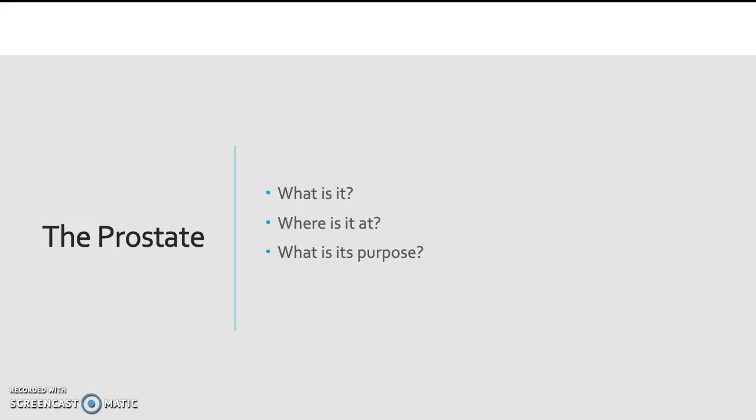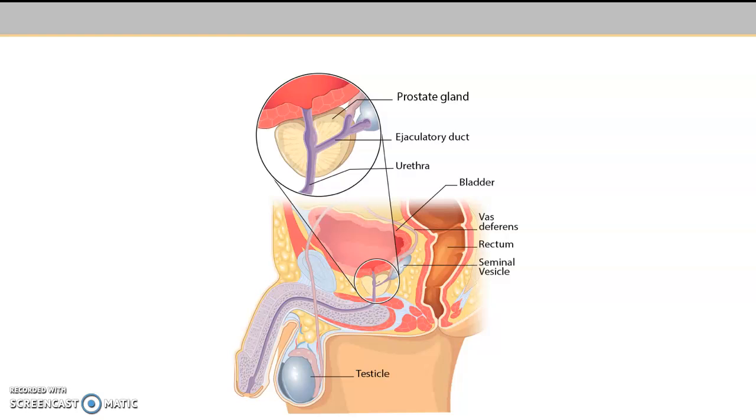This is a picture of the male human body. As you can see, you see the location of the prostate gland below the bladder, and you can tell from the enlarged picture of the gland how the urethra comes down the center of the gland.